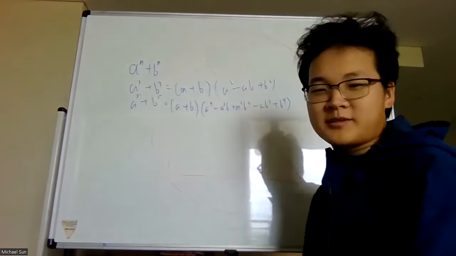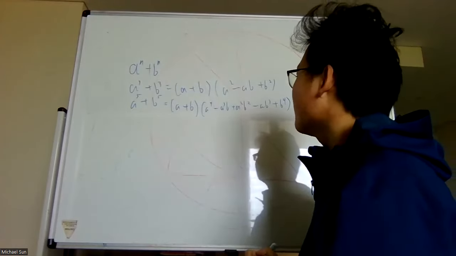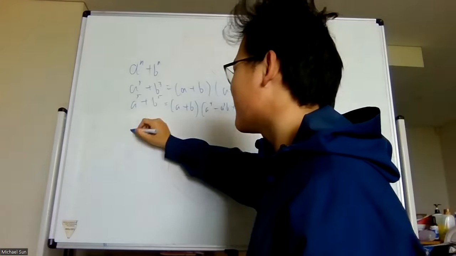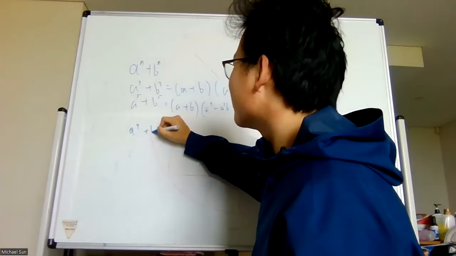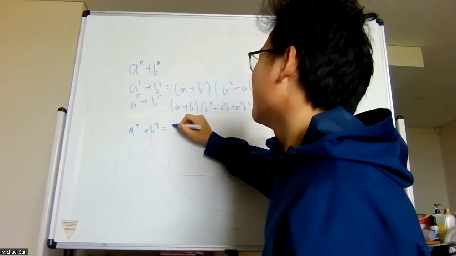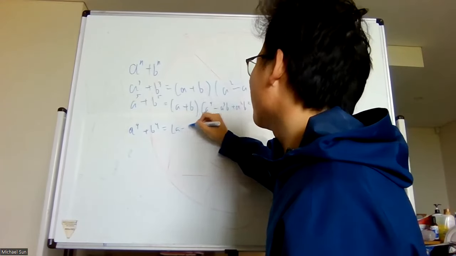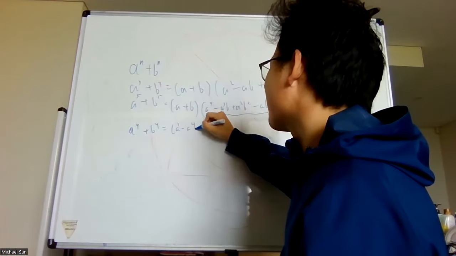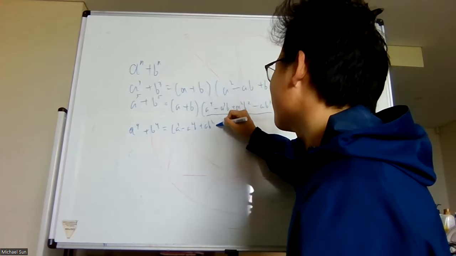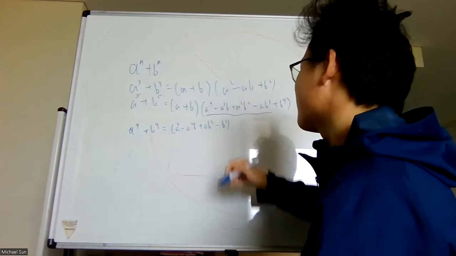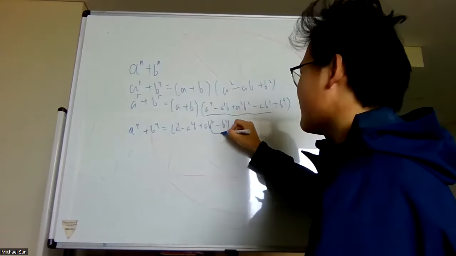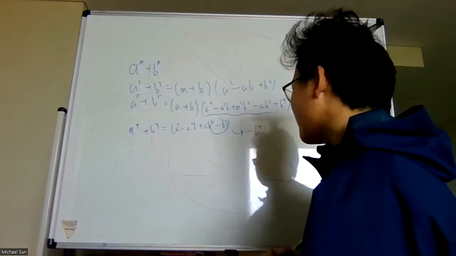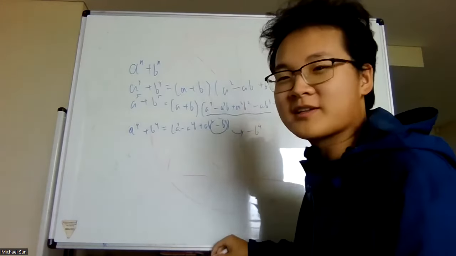Anyway, we can generalize factorizing odd powers this way. But why don't even powers work? Because when you try to write something of this form, you get a cubed minus a squared b plus ab squared minus b cubed, which makes no sense, because this is a minus, and you're going to get a minus b to the fourth at the end. Which, yeah, we don't like.